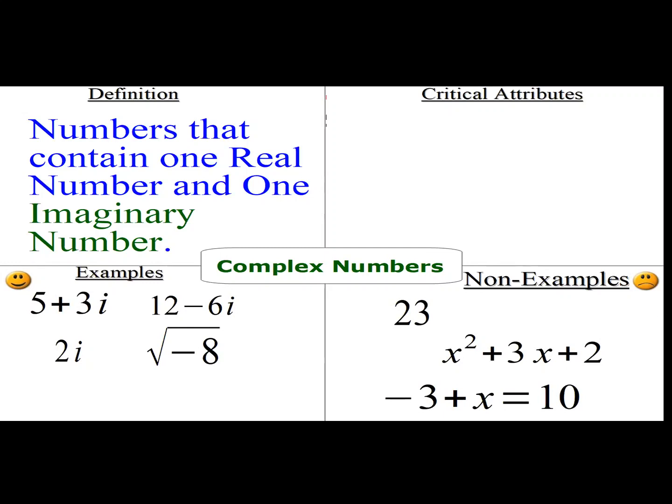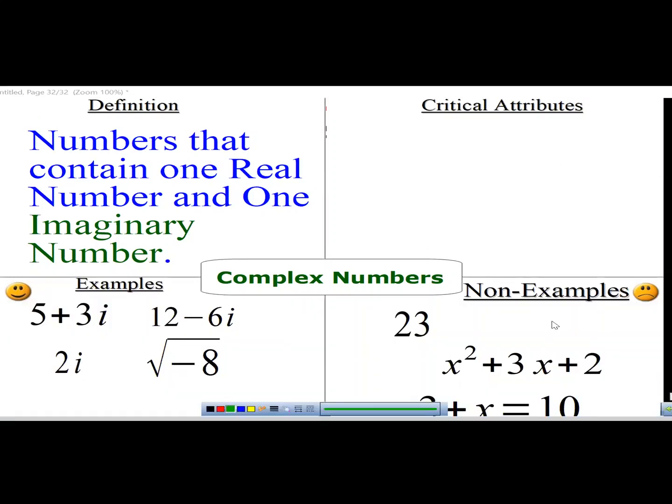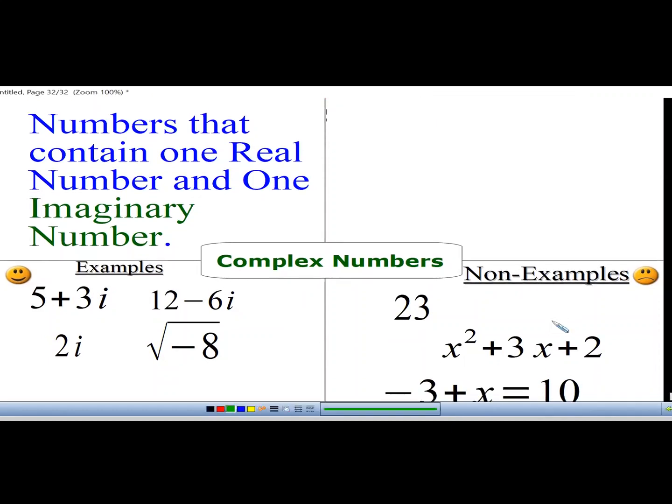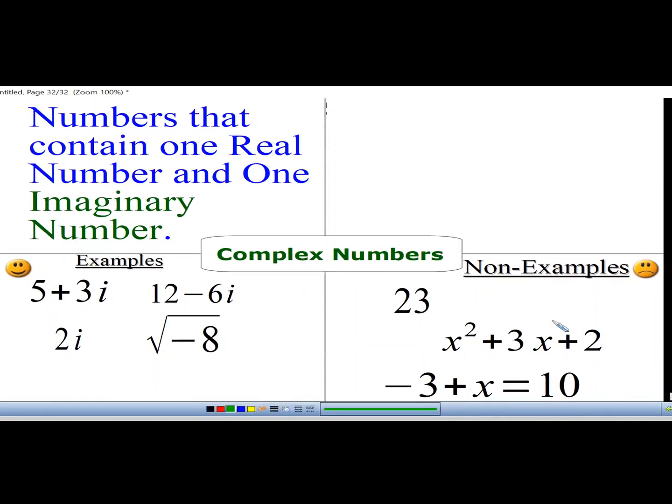Copy that, I'll give you some time, and then I'll go over it. Ready? Go. All right, let's see what we got, guys. According to the definition, stay focused, please, complex numbers are numbers that contain one real number, underline that in red, and one imaginary number.